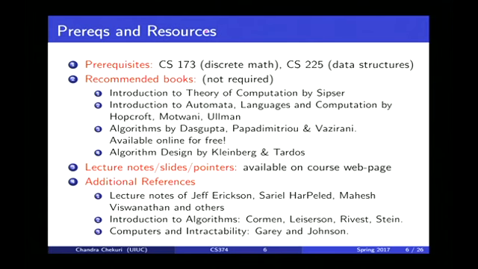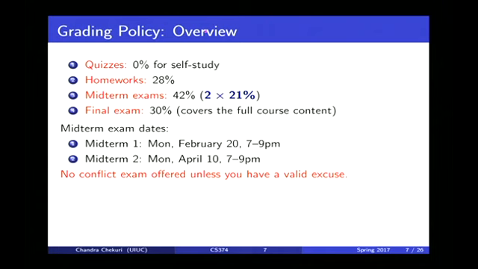Okay, here is a rough grading policy because this is something that all of you care a lot about. So this semester we'll have quizzes for your self-study, but there is no credit for it. It's up to you. And roughly homeworks are at 28%, 2 midterm exams, and the final exam, which is cumulative, and 30%. Okay.